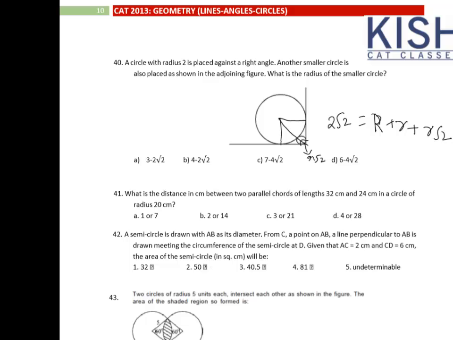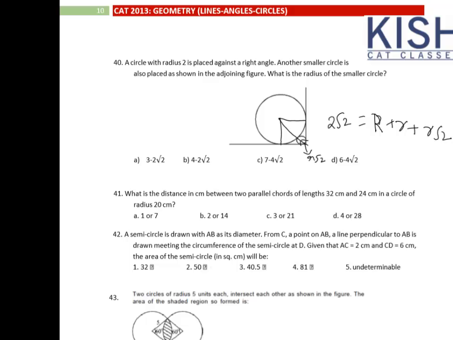Question 41. What is the distance between two parallel chords 32 and 24 in a circle of radius 20? See, you know how to solve this question, but be careful.